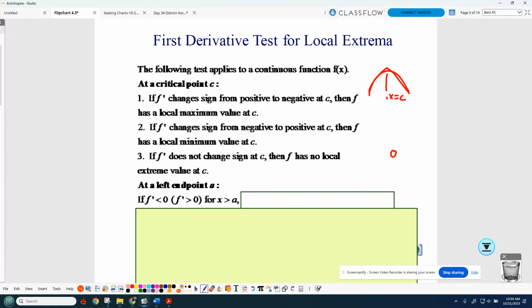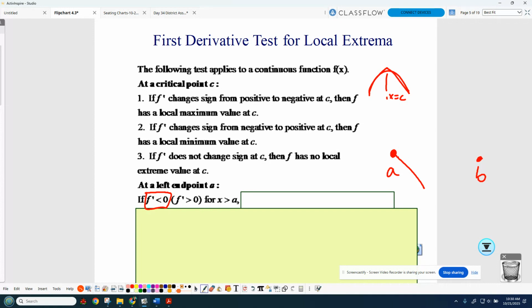Now here's another question. Here's A, here's B. A is my left endpoint. Alana, if the first derivative from the start is less than 0 at A, what do we know about A? It's decreasing. So the slope is going down, so the line is decreasing. So is A going to be a local max or a min? It's going to be a max.